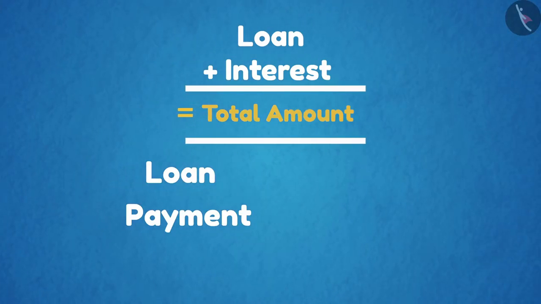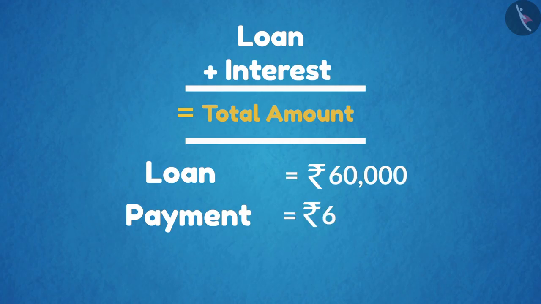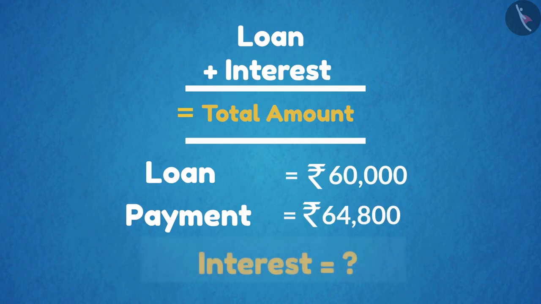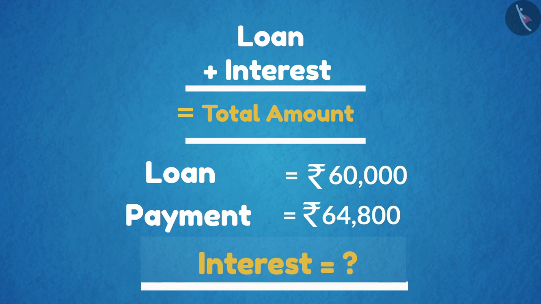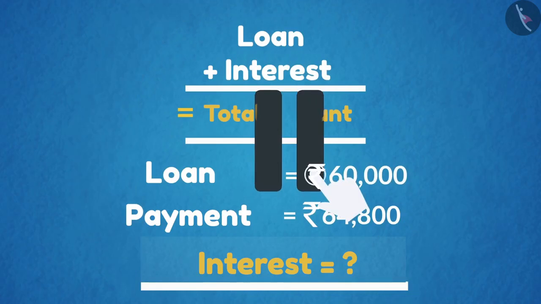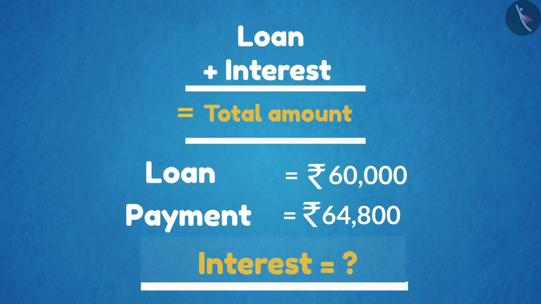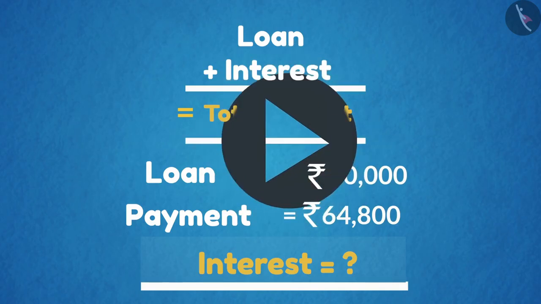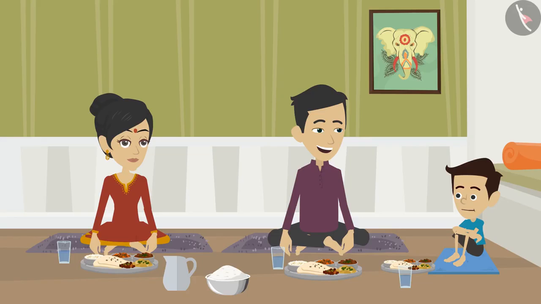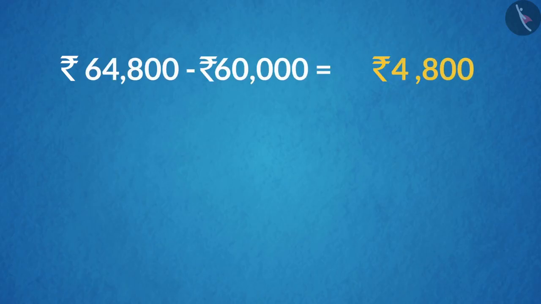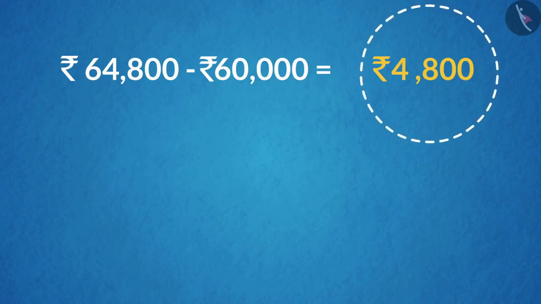Look, if I take 60,000 rupees to start my work and I have to pay 64,800 rupees after 1 year, then how much interest I have to pay? You can pause the video if you want and think about it. If we subtract 60,000 from 64,800, we get 4,800. That means you have to pay 4,800 rupees as interest.